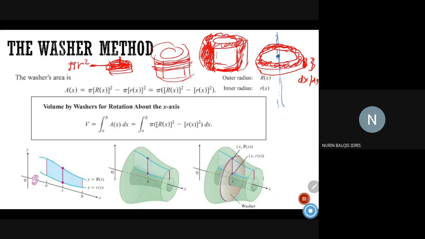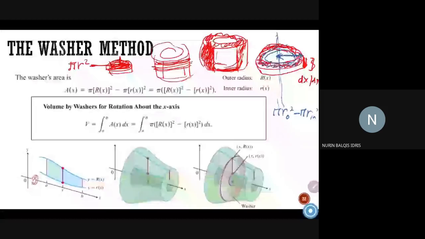So maknanya, to find the area yang ni sahaja, we need to consider the outer radius. Okay, sebab kita nak cari yang luar je. Sebab nampak tak, kita ada dua circle, the outer circle and the inner circle. So to find the area of this shaded region here is equals to pi r out square minus pi r in square. Faham tak?